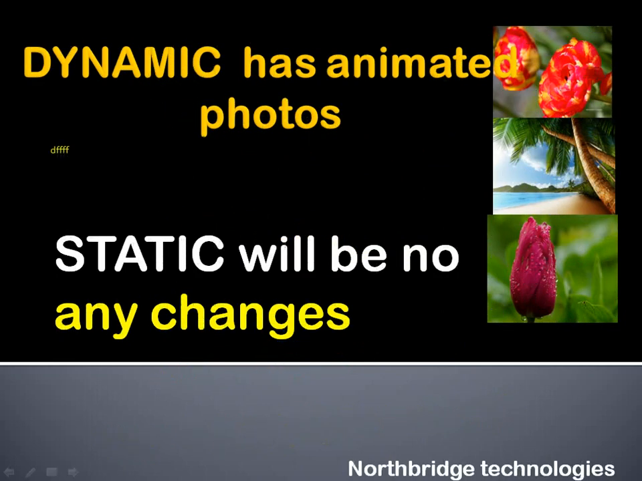Then another item onto the dynamic websites is what we call animated photos. Dynamic websites have animated photos. The photos may not be static like the ones that you see right now. These ones, they don't change. But the dynamic websites tend to show up like 10 photos being aligned in the same box. They keep changing one by one.